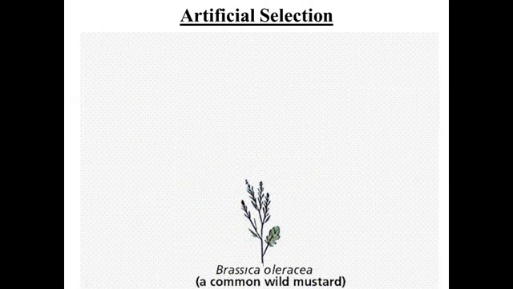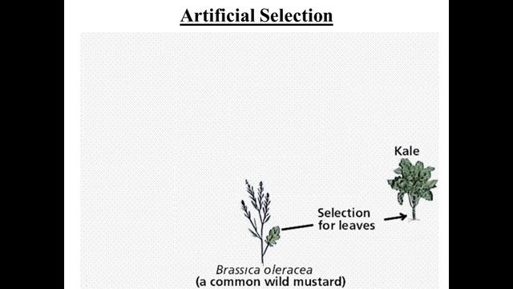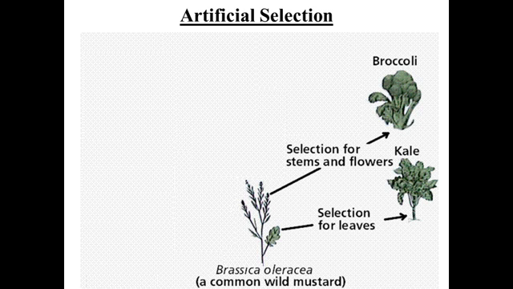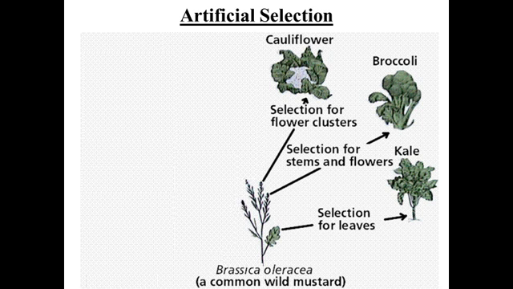Another example of a plant that people have used in a variety of different ways is a plant called Brassica oleracea. And this is a plant which is native both to North America and to Europe. And it's commonly called a wild mustard. It has little yellow flowers and dark green leaves. By selecting these plants and selecting the individuals that had great big leaves, we developed our kale. By selecting big fat stems with big flowers, we developed broccoli. By selecting individuals that had clusters of flowers, we developed cauliflower.